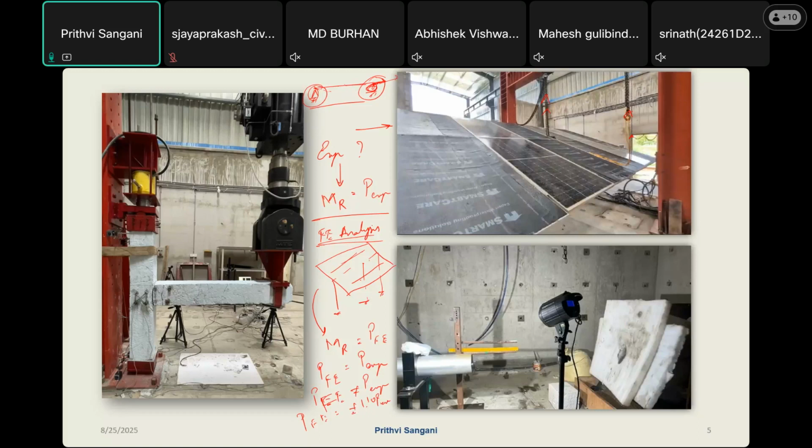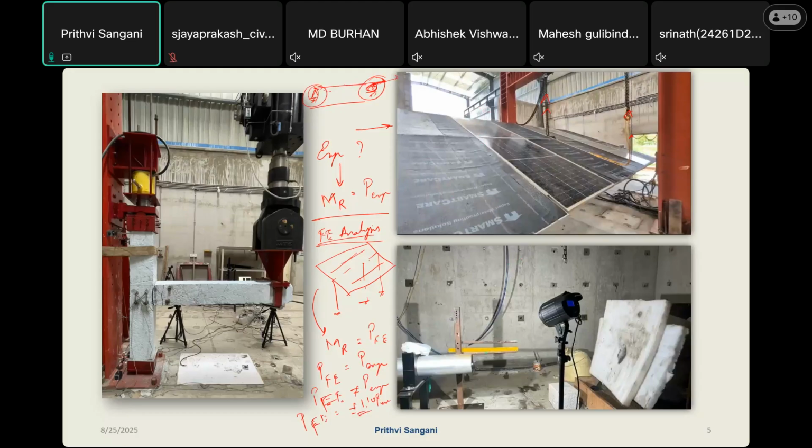What I mean to say is, the difference between PFE and P experimental is plus or minus 10 percent. That is also fine, right? Because I'm saving a lot of expense, a lot of cost by not testing it, and I'm just trying to get an estimate of my final capacities or my final movements here.